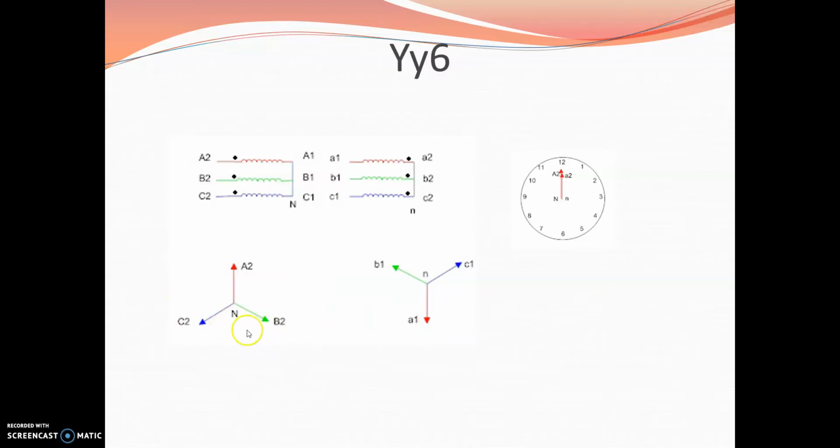And accordingly, anti-clockwise, you need to mark B2, C2. According to anti-clockwise, you need to mark a1, b1 and c1. So this represents the winding diagram, this represents the phasor diagram, this represents the clock notation. That means you need to show 6 o'clock in this clock, not 12 o'clock.